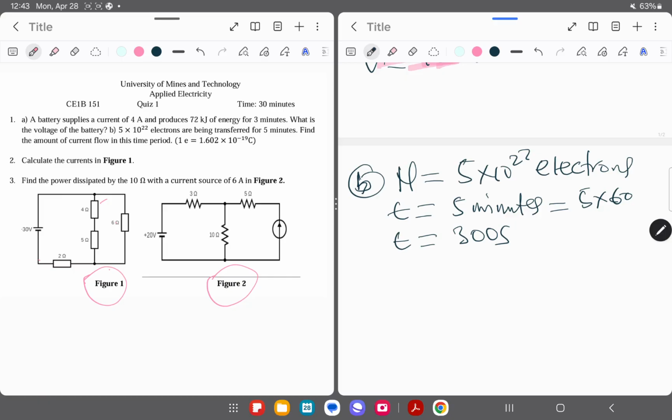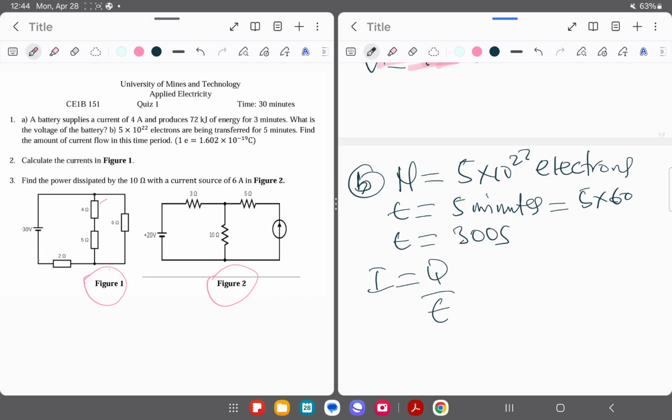Now we have to find the amount of current flow in this time period. So we know current is the flow of charges, I mean the flow of charges within a specific amount of time or within a time period. So I can write current to be equal to charge over time. So we know time is given to be 300 seconds, but we are interested in now the charge.